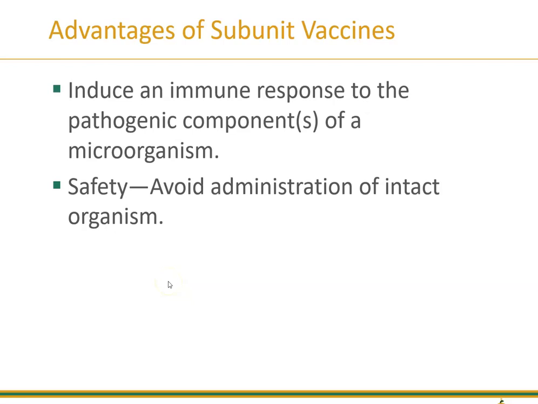So what are the advantages of a subunit vaccine? It will induce an immune response to a pathogenic component of a particular microorganism. So it's considered very safe because it's avoiding administration of the actual intact organism. So we're using parts of it. That's why it's called a subunit vaccination.